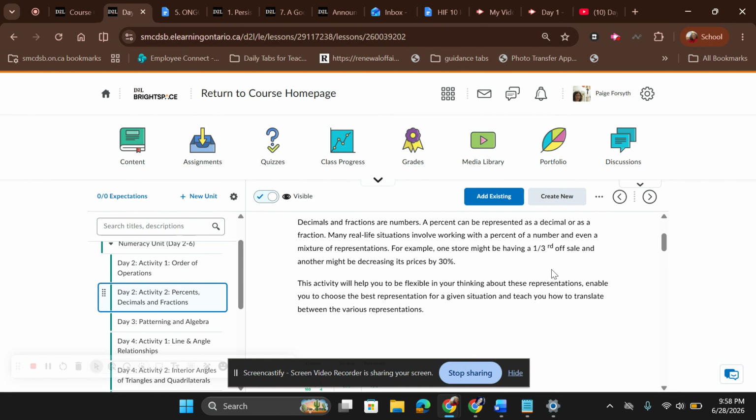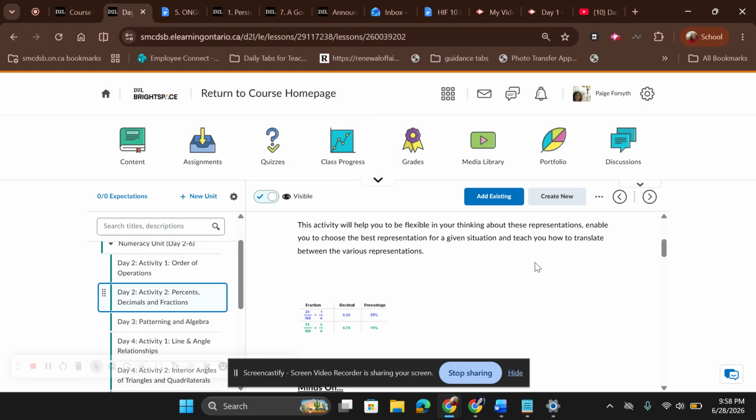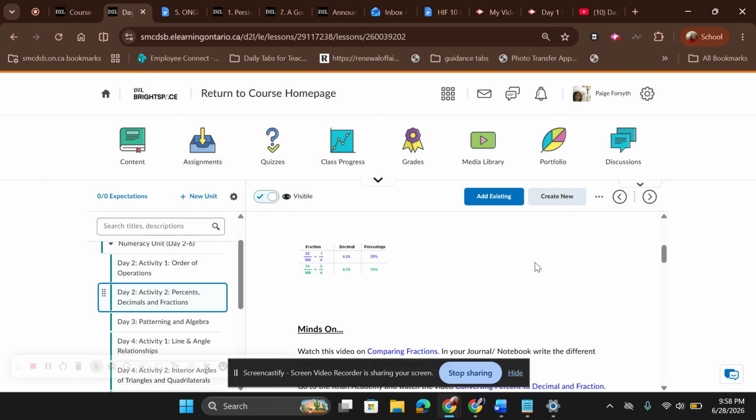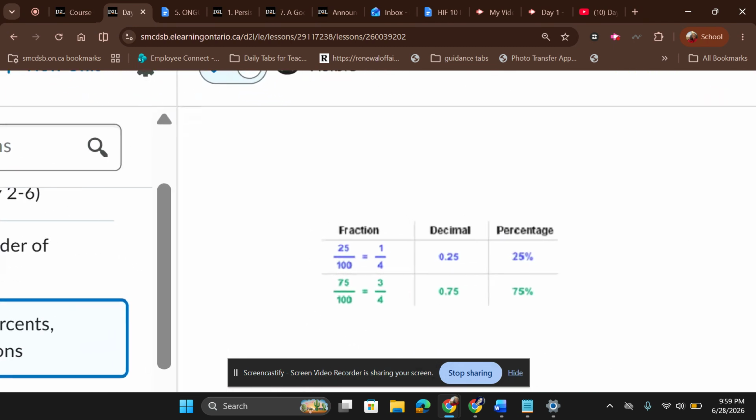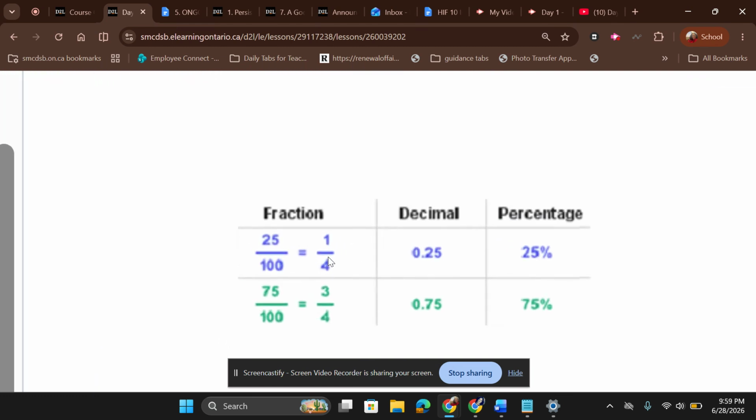Okay, so it helps you to be flexible in your thinking about these representations, and it enables you to choose the best representation for a given situation, and it teaches you how to translate between various representations. So if we zoom in on this, we see that 25% is the same as a quarter, and written as a decimal, that would be 0.25. Written as a percent, that would be 25%.